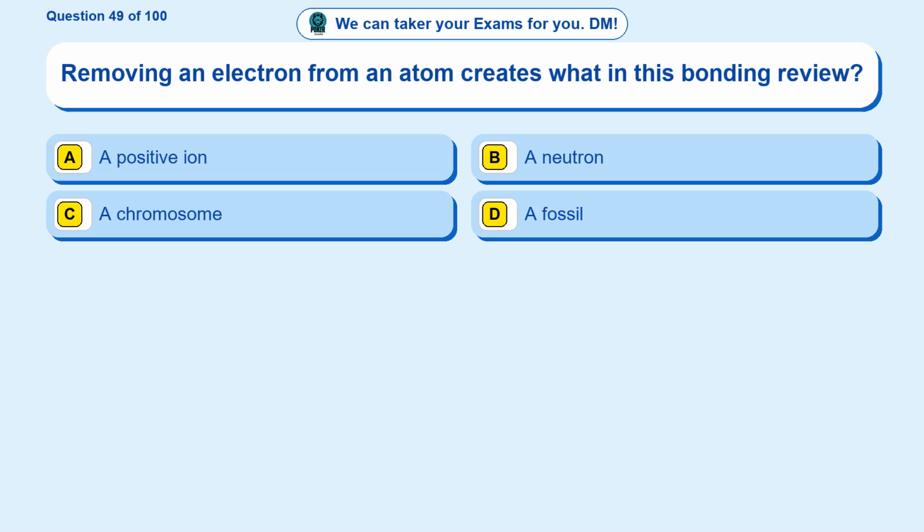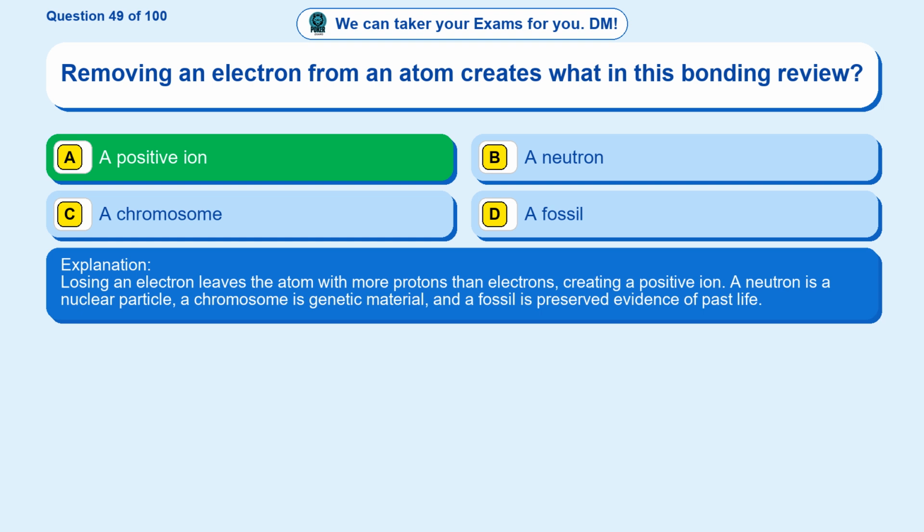Question 49. Removing an electron from an atom creates what in this bonding review? Option A. A positive ion. Option B. A neutron. Option C. A chromosome. Option D. A fossil. The correct answer is option A. A positive ion. Losing an electron leaves the atom with more protons than electrons, creating a positive ion. A neutron is a nuclear particle, a chromosome is genetic material, and a fossil is preserved evidence of past life.